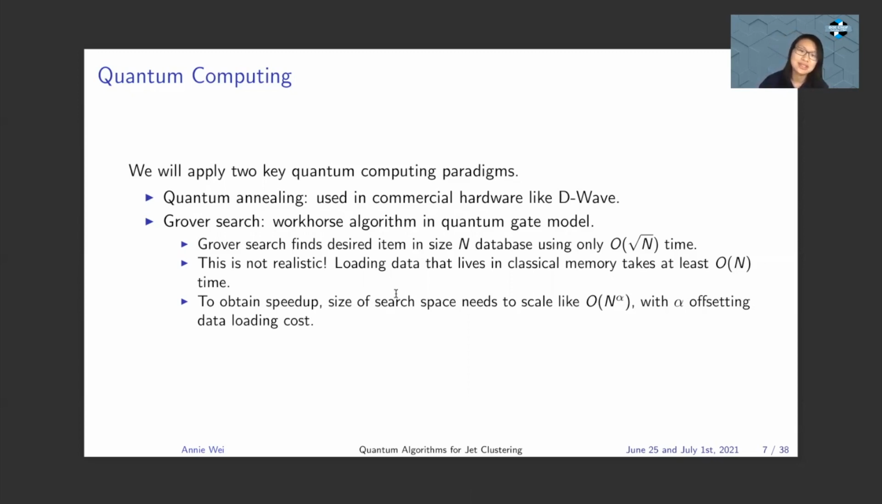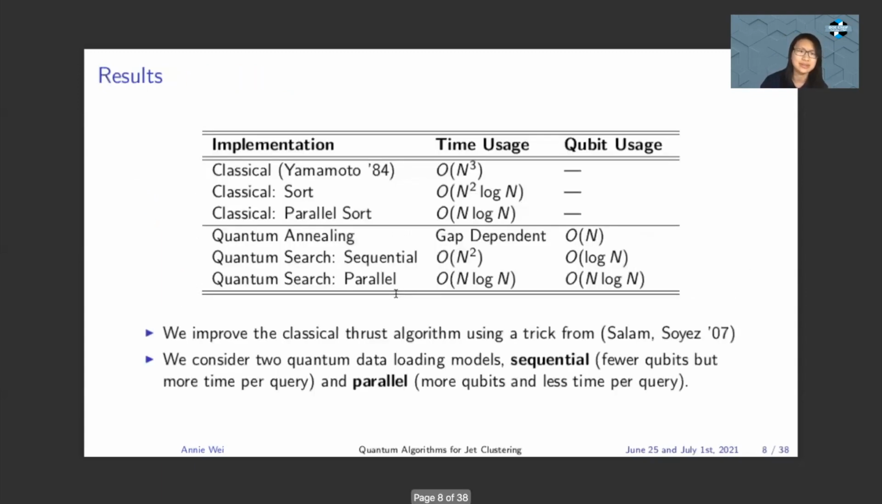But actually, this is not realistic, because if you think about it, you actually need to load your data, which lives in classical memory. So that itself already takes O(n) time. So really, if we want any sort of speed up, what we want to emphasize is that the search space really needs to scale in a way that offsets this data loading cost. And I'll talk about this more later as well.